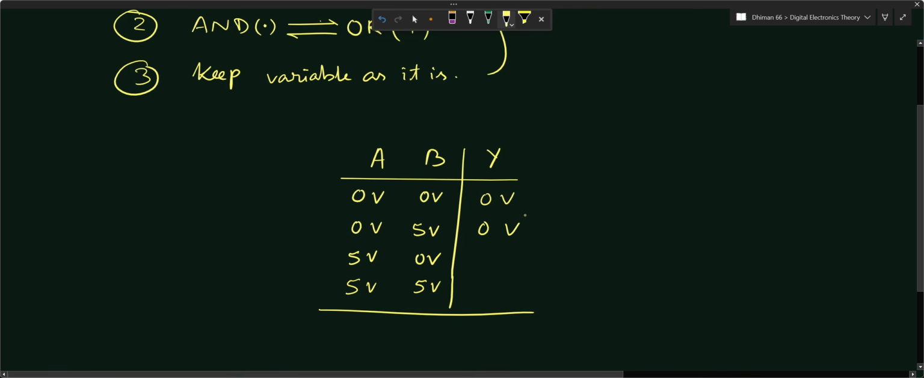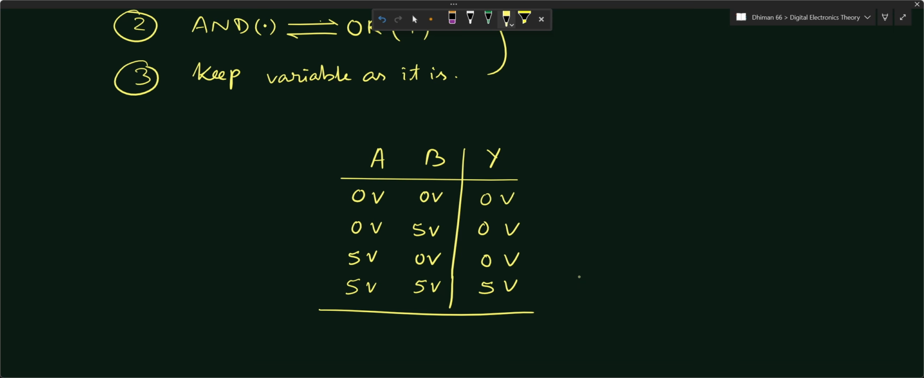So in every case you need not consider this AND operation separately. Now for the third input combination, we have 5 volt and 0 volt. We will have 0 volt. Here this capital V represents the voltage. Next we have 5 volt and 5 volt. What will happen? We will have 5 volt at the output. Suppose this is the given function. So these are the input and output voltages.